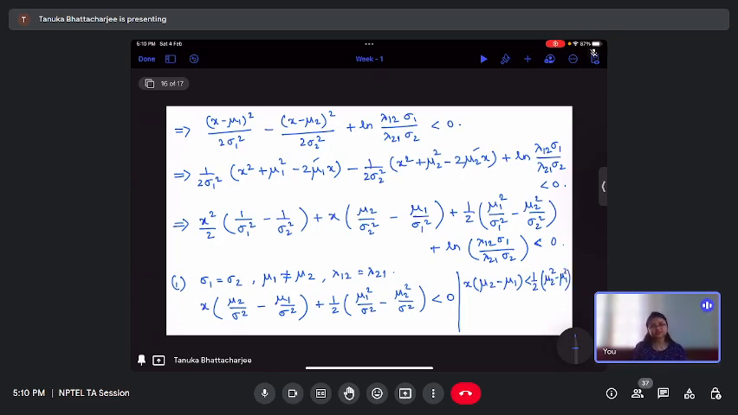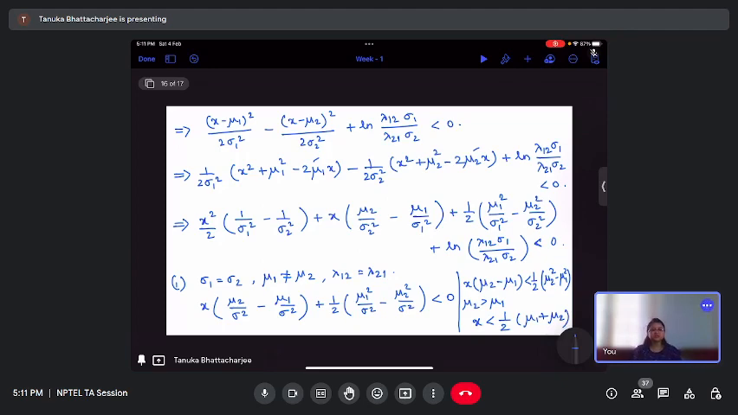We are just cancelling out the sigma square from both sides. Now if you simply assume that mu 2 is greater than mu 1, that is mu 2 minus mu 1 is always positive, so whatever density has the higher mean, you take that as the class omega 2. Then this expression reduces to x less than half of mu 1 plus mu 2.